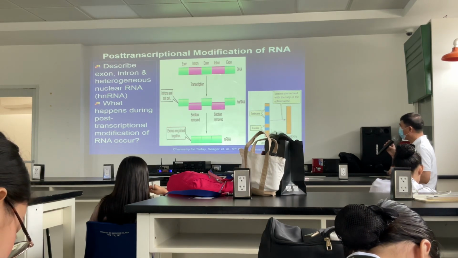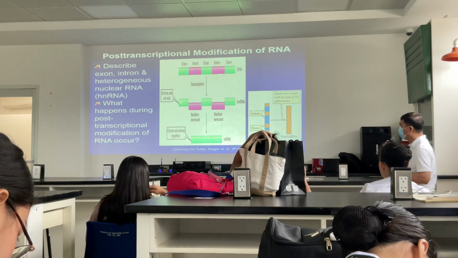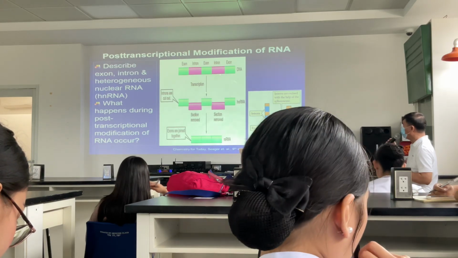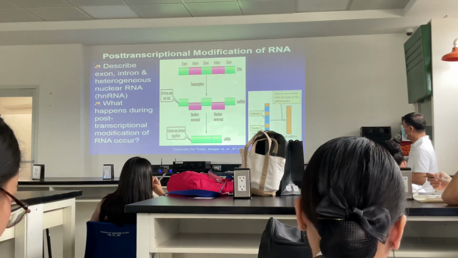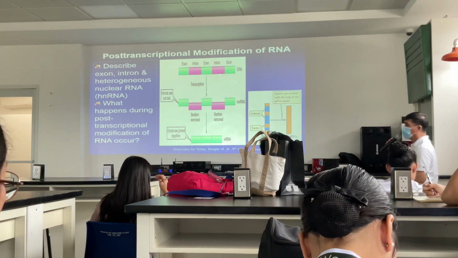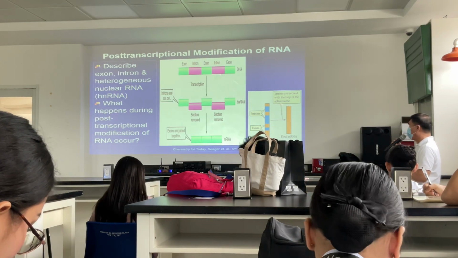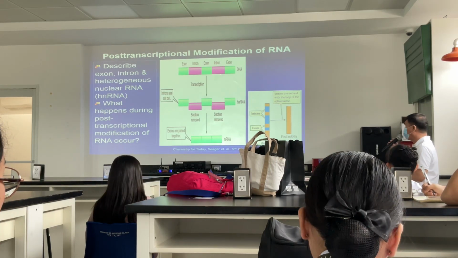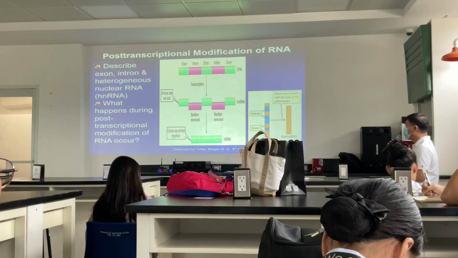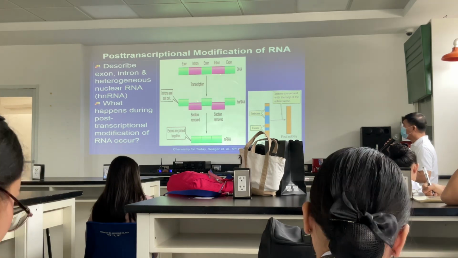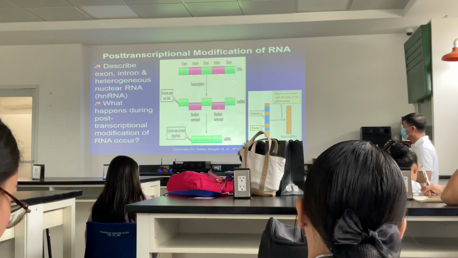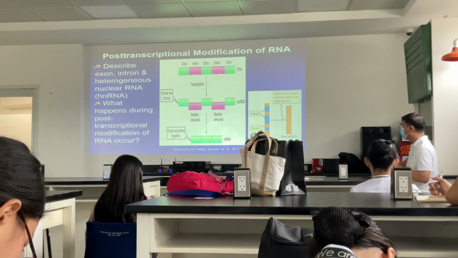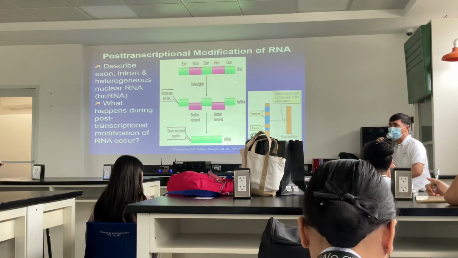And after the introns are excised, then the exons are joined together. And what will do that? A protein complex we call spliceosome. It will be a complex of protein molecules called spliceosome. So the process of removing introns, excising them, and joining together exons is called splicing.